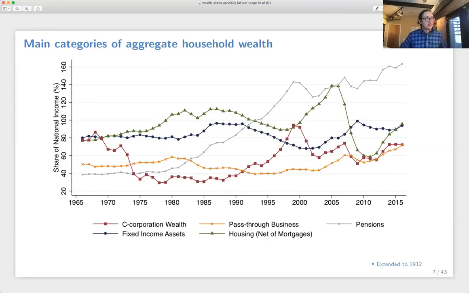This is not going to include C corporation wealth held by pensions, which is reflected in that gray series that's gone from 40% of national income all the way up to 160% in recent years. And then you can see the housing boom and bust there, and also pass-through wealth, about the same size as C corporation wealth.